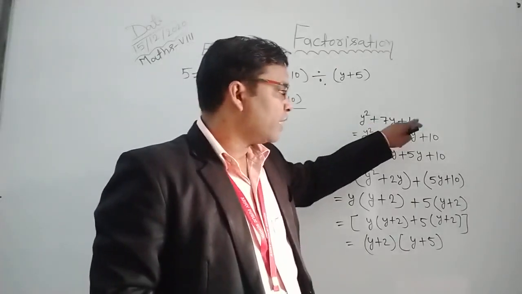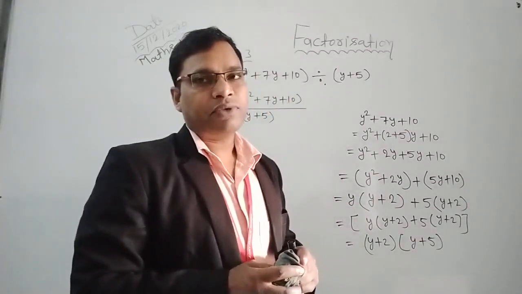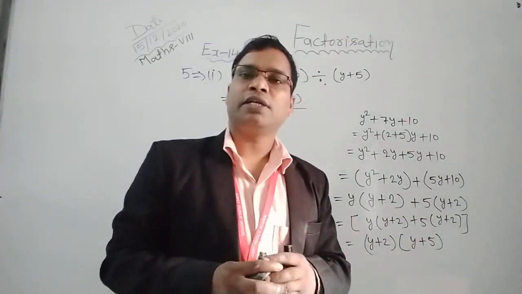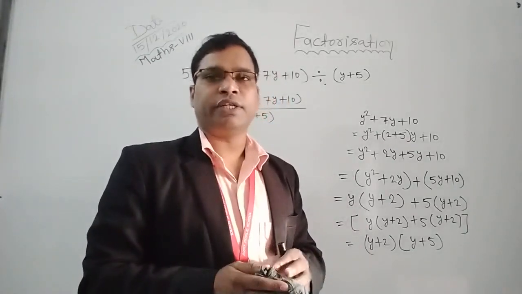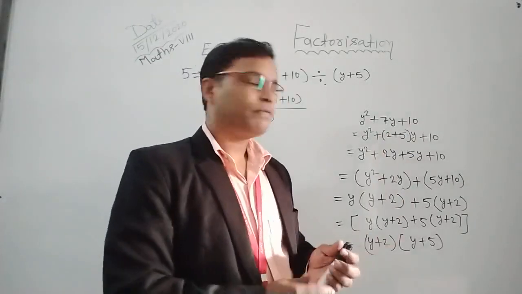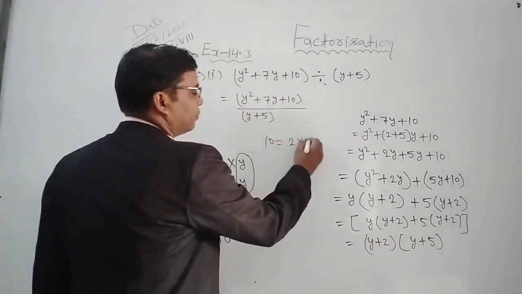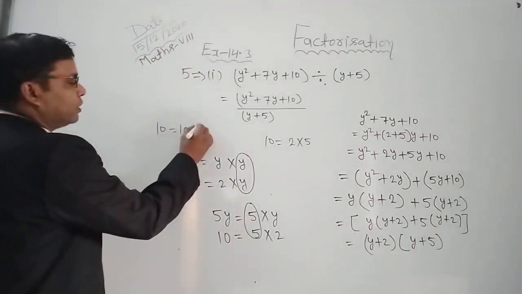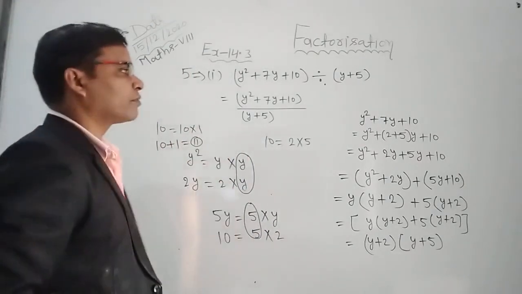So we find the factors of 10, the constant term, such that their sum is the coefficient. Why do we take their sum? Because here the constant term is positive. So we find the factors of the constant term such that their sum is the coefficient of the variable. The constant term is 10, so we find the factors of 10. Factors of 10 are equal to what? You can write 2 into 5. Also you can write the factors of 10 as 10 into 1. But their sum, 10 plus 1, is equal to 11. But we need to find 7.